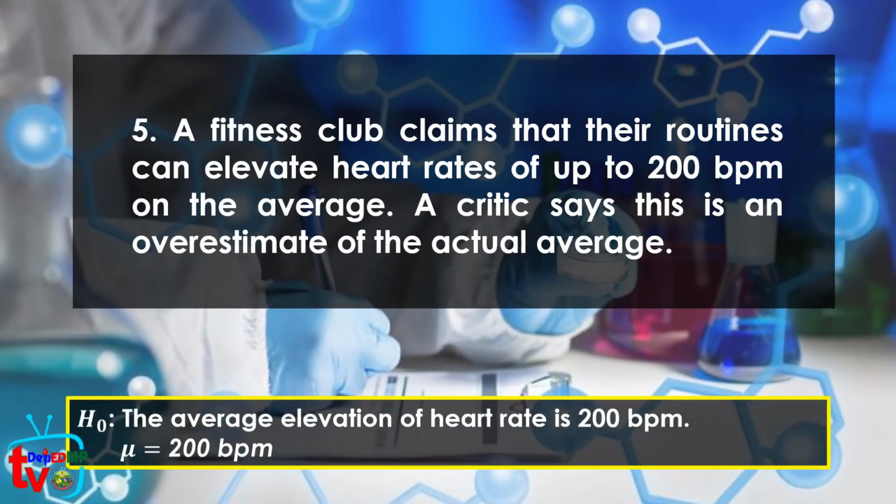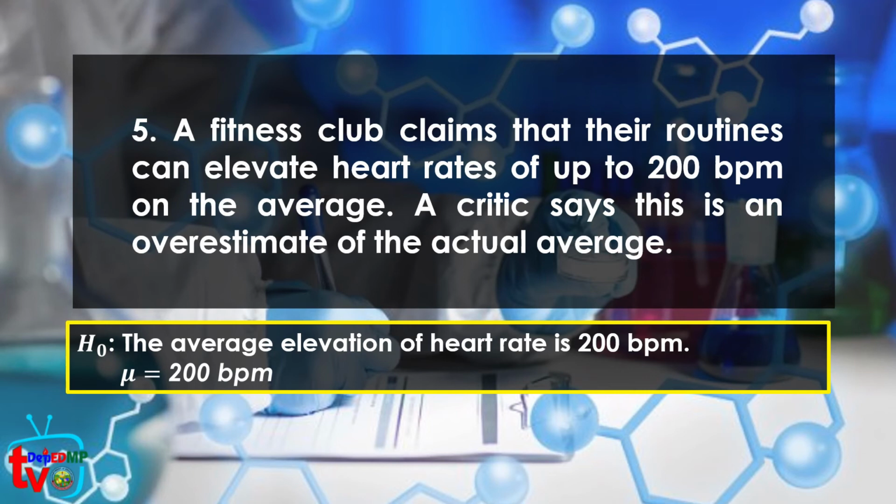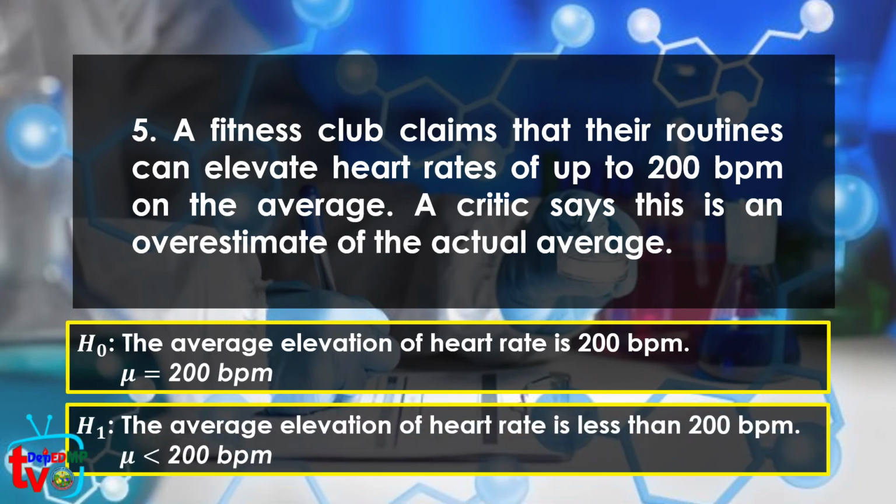Lastly, for number 5, the null hypothesis is the average elevation of heart rate is 200 beats per minute. In symbol, mean is equal to 200 beats per minute. For alternative hypothesis, the average elevation of heart rate is less than 200 beats per minute, or in symbol, mean is less than 200 beats per minute.